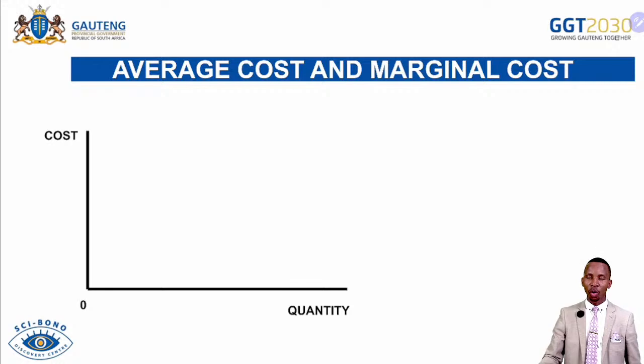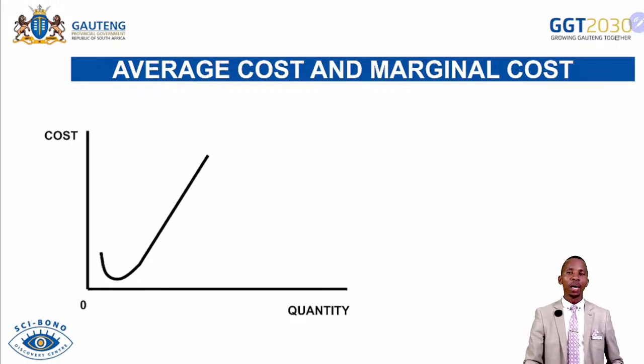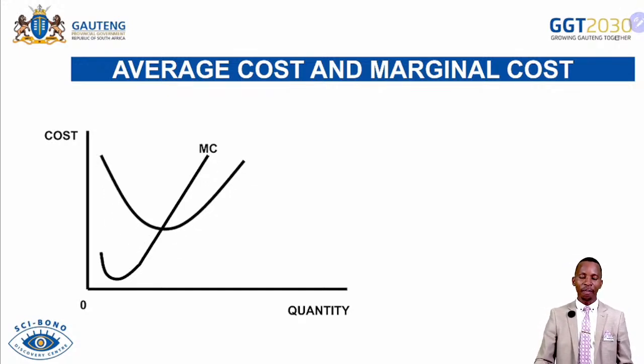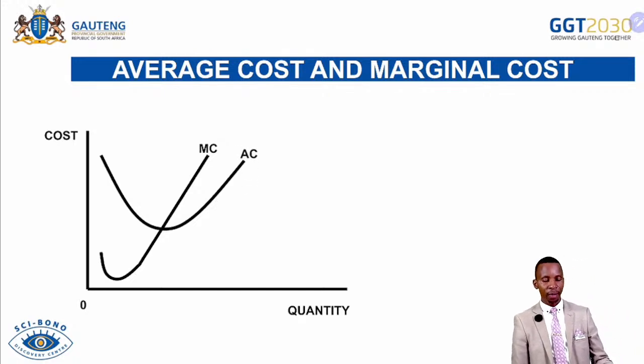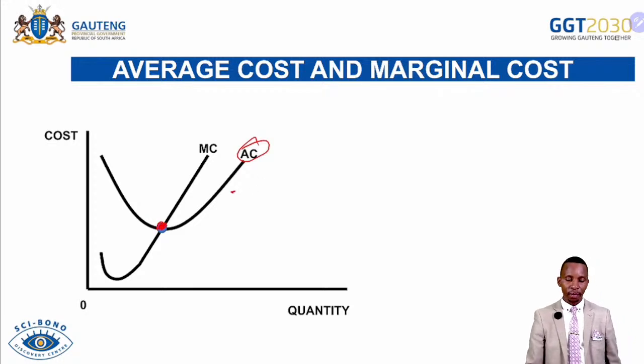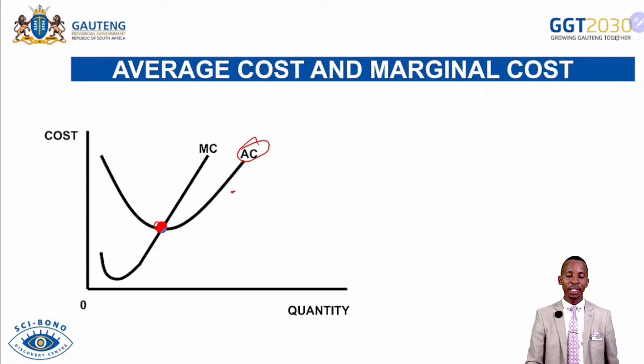And then average cost and marginal cost. Remember, our marginal cost is our neck-shaped projection, and our average cost is our bowl shape. You have seen them. That is the point indicating that average cost will always intersect MC at its lowest point. The AC is at its lowest at this point, so it intersects the marginal cost.